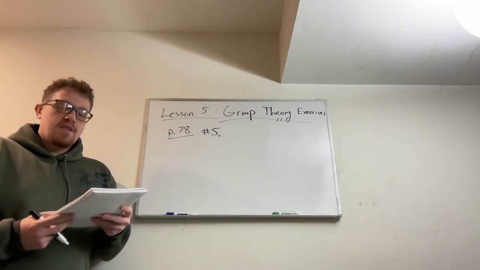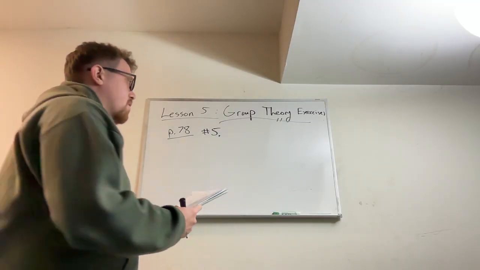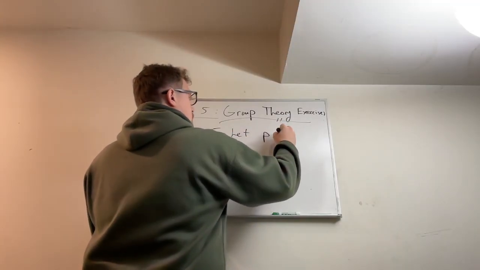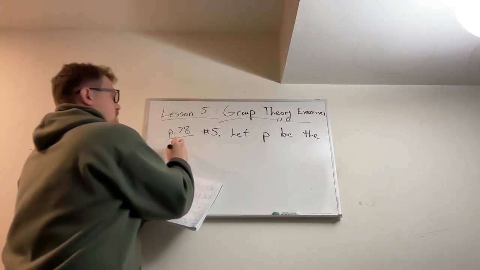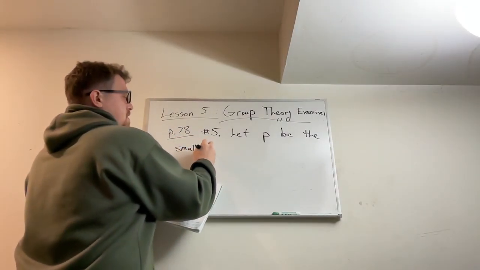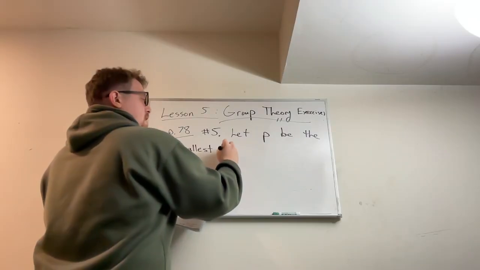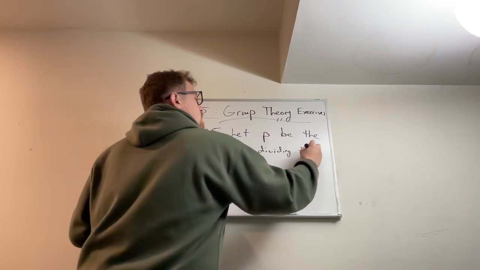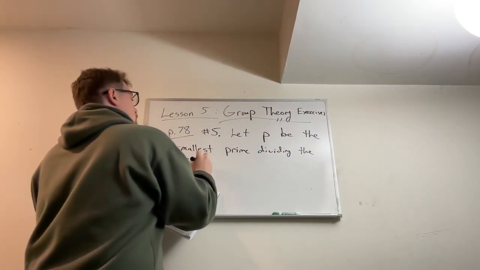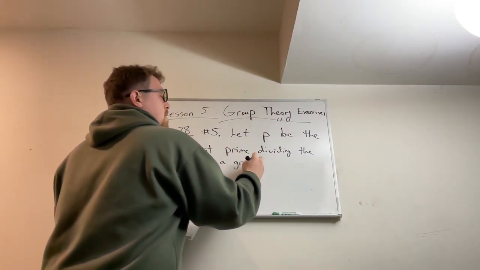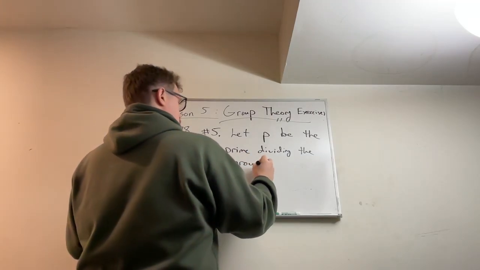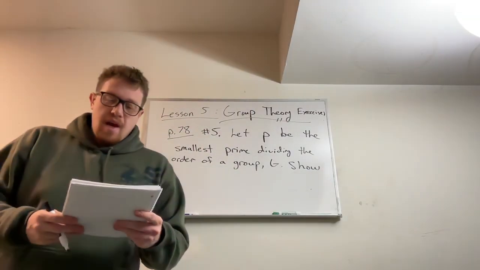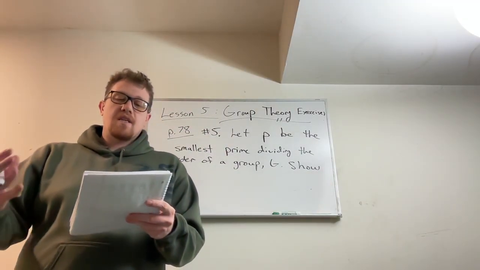Pretty simple to prove. It says let p be the smallest prime dividing the order of a finite group. It's important that it's the smallest. It makes the proof easier. Let p be the smallest prime dividing the order of a group, let's call it G. And then we want to show that any subgroup H of G of index p is normal.